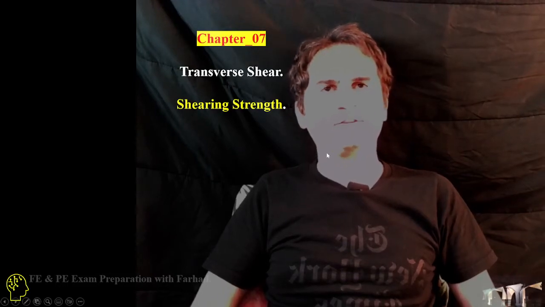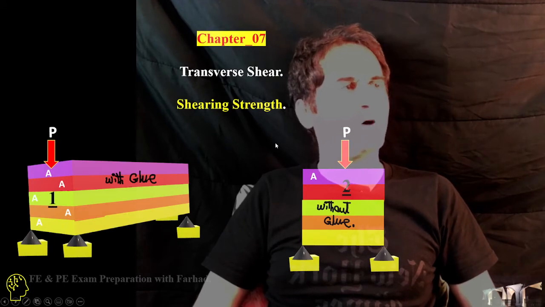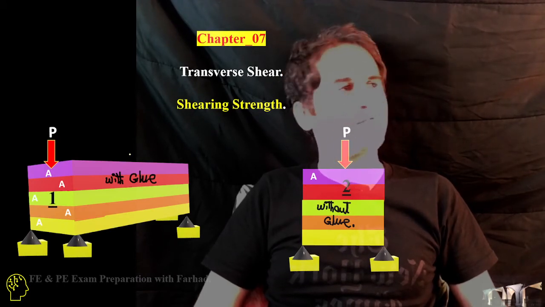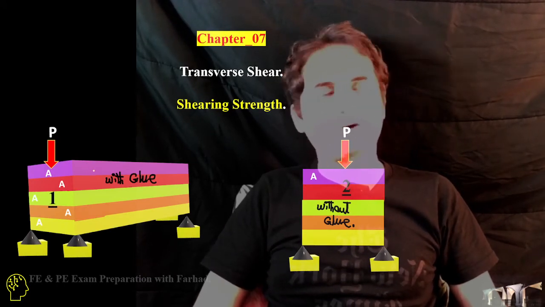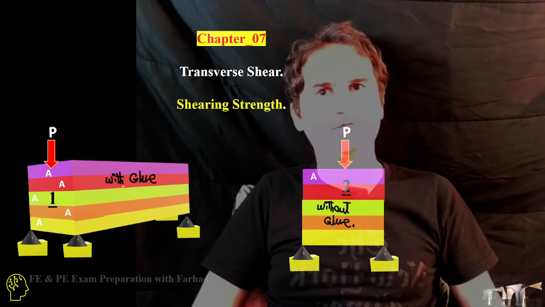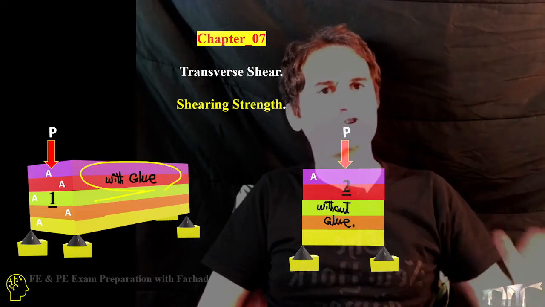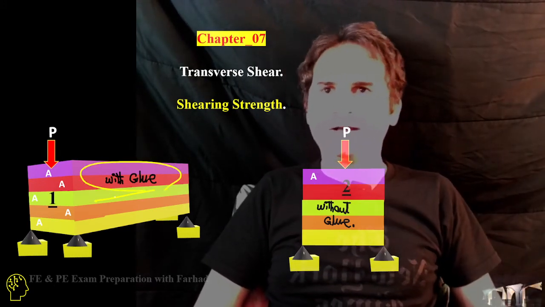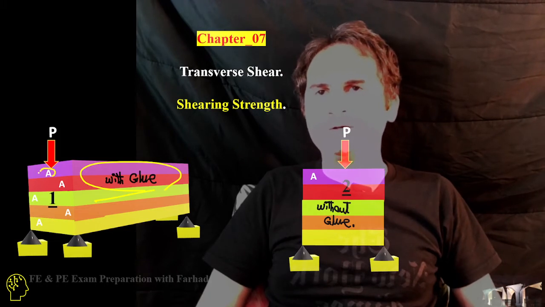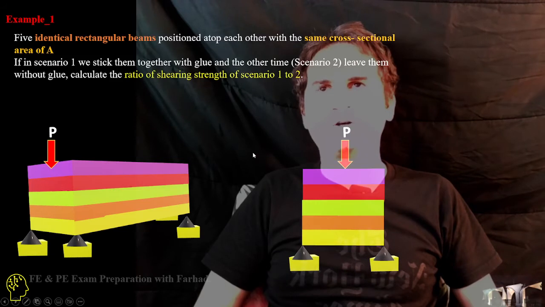Chapter 7, Transverse Shear, Shearing Strength. We want to solve a problem in which we have 5 identical rectangular boxes. In scenario 1, they are stuck together with glue, and in scenario 2, they are just located on top of each other without anything. Each of the cross sections is A. So let's solve the problem.